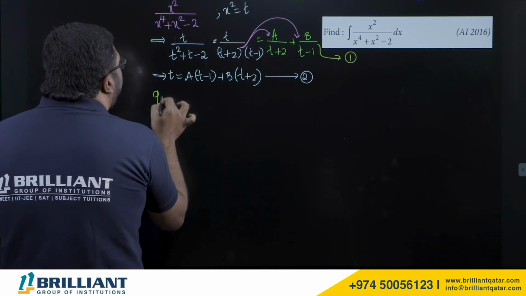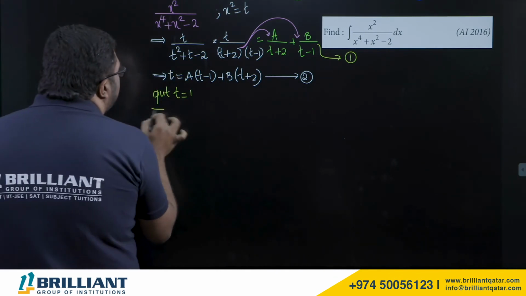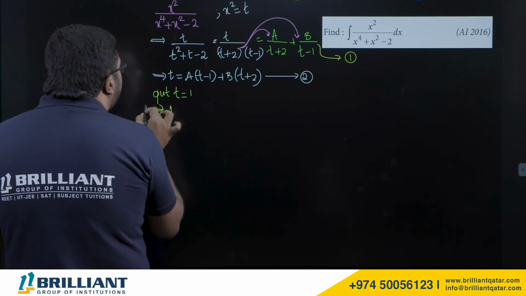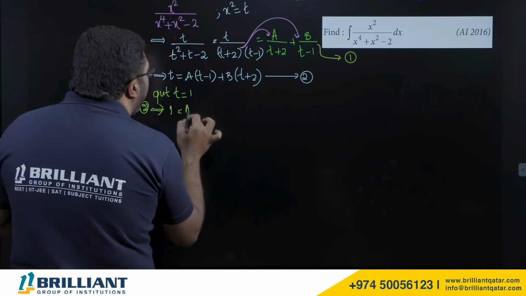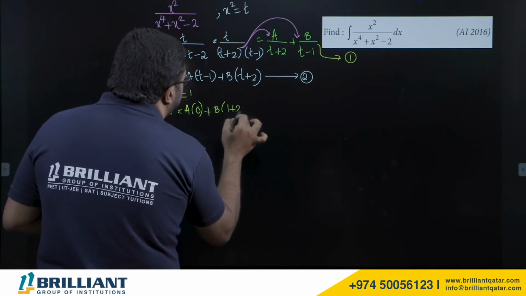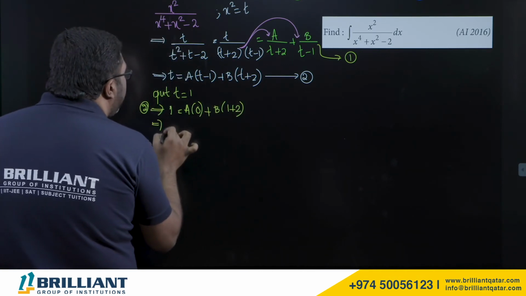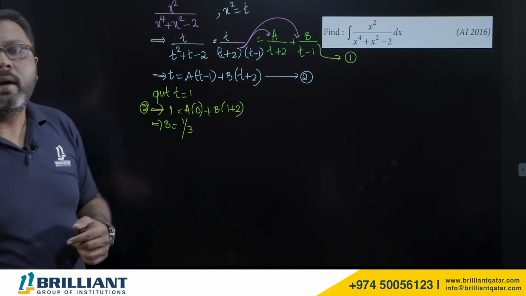So we'll put t is equal to 1. If I put t is equal to 1, equation number 2 implies 1 is equal to a into 0 plus b into 1 plus 2. That implies b is equal to 1 by 3.